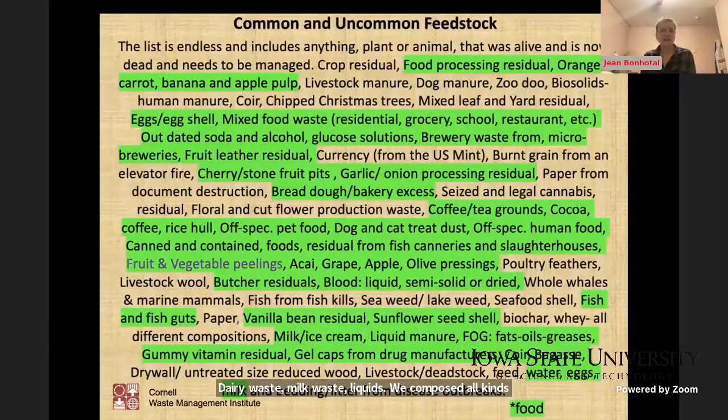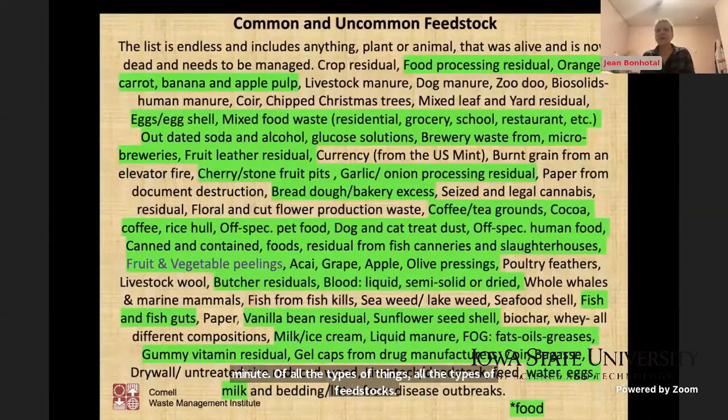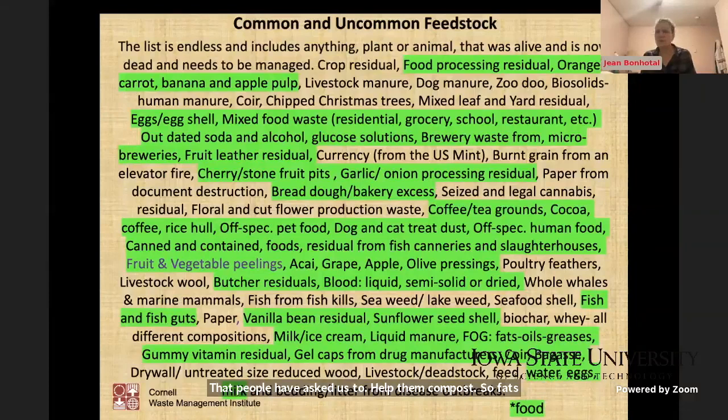This is just a list. I'll let you stare at it for a minute, of all the types of feedstocks that people have asked us to help them compost. So fats, oils, and greases, milk and ice cream waste, off-spec pet food, different dusts, pits, stones, gummy vitamins, all kinds of things are asked for in these. So we just sort of put this list together so that people get an idea of what really is compostable.